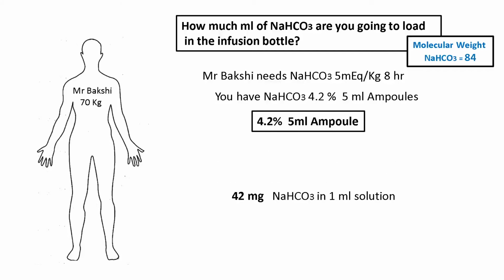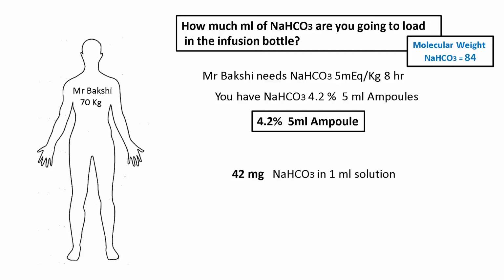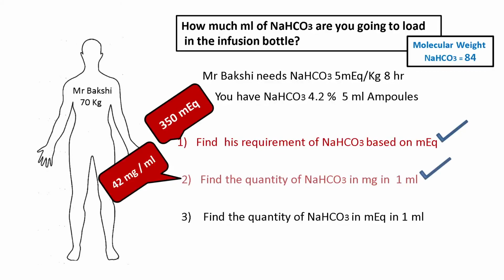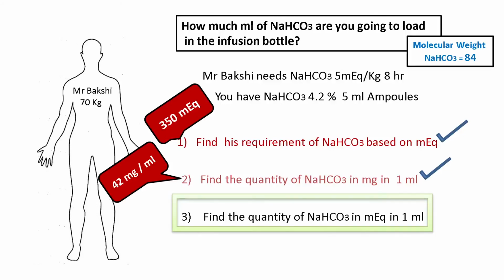So we got the answer to the second point also, that is 42 milligram is there in every ml of this solution. Now let's find the third point. Find the quantity of sodium bicarbonate in milliequivalent in 1 ml. We got the value in milligrams per ml. Now we will convert the value of milligrams to milliequivalents in 1 ml.